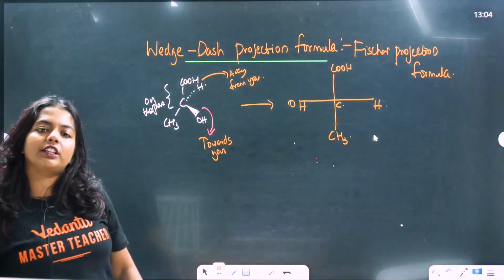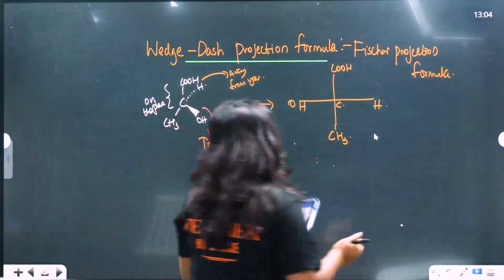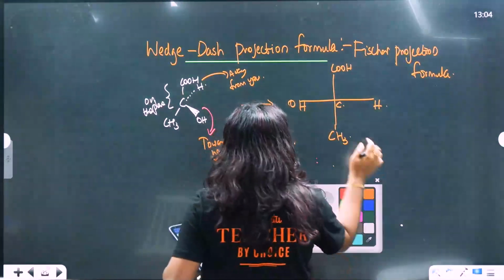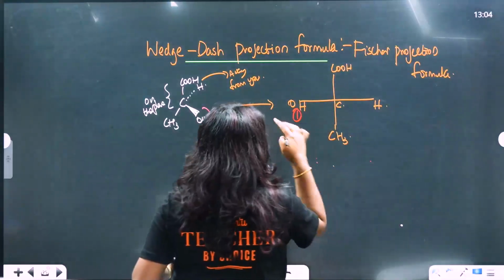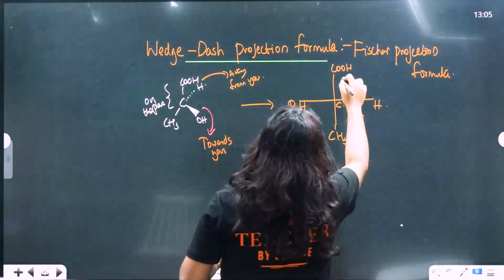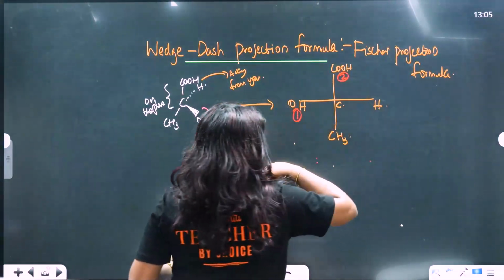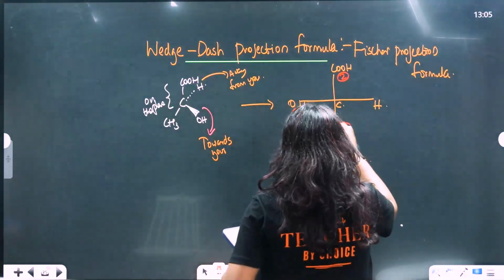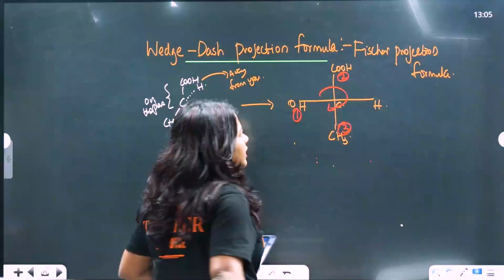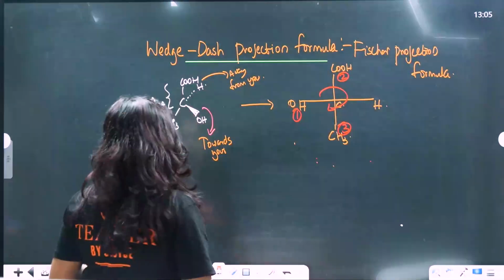When we are giving the priority based numbers, this one will be the first number because of oxygen. Then it will be your COOH, then the third one. This will be the priority order, right? I'll tell you about this in detail.